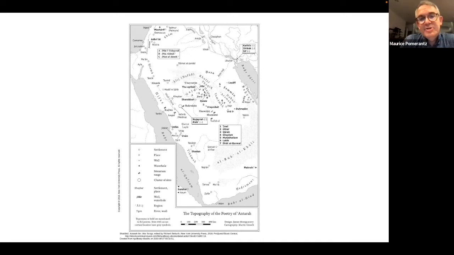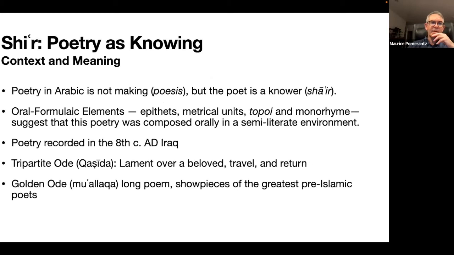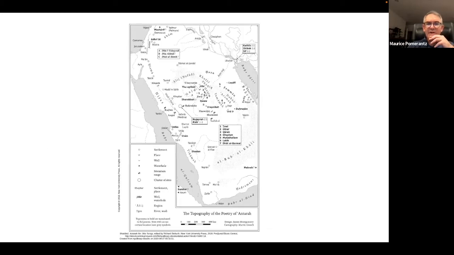The poetry of Antara actually takes place in the Najd, which is the area that's today the highlands. You can see it in the center of this map of Northern Arabia.